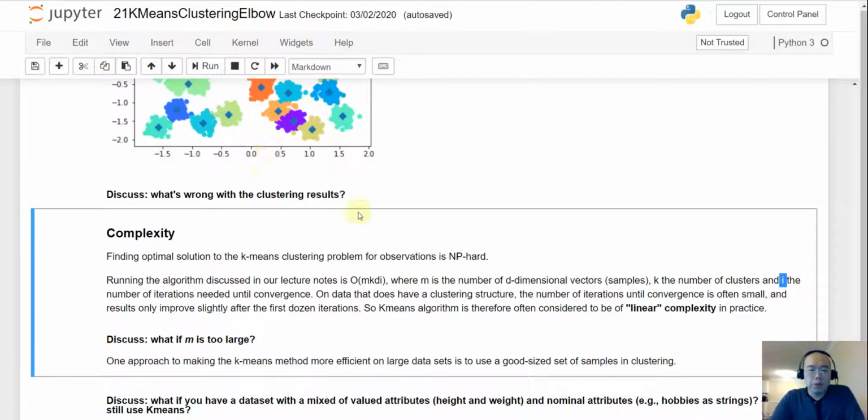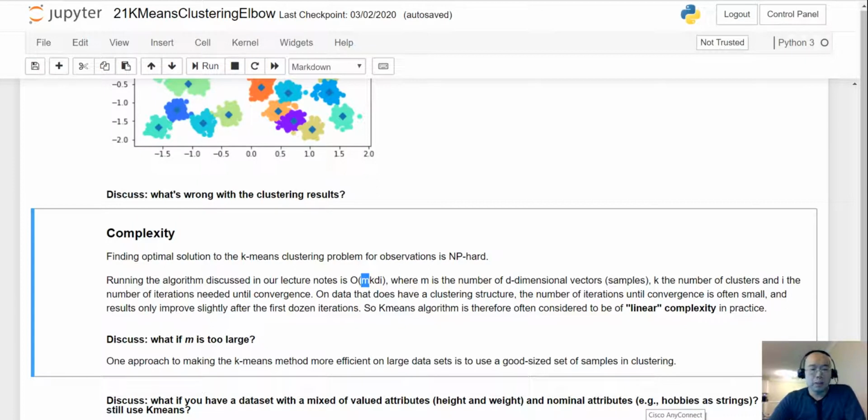So usually we say it is a linear algorithm, because m is the only large number. K, how many clusters, is usually a very small number. And d, the number of dimensions or features, is usually very small compared with the number of samples. For i, we have said K-means converges very fast. So usually we say K-means is a linear algorithm, linear to the number of samples.